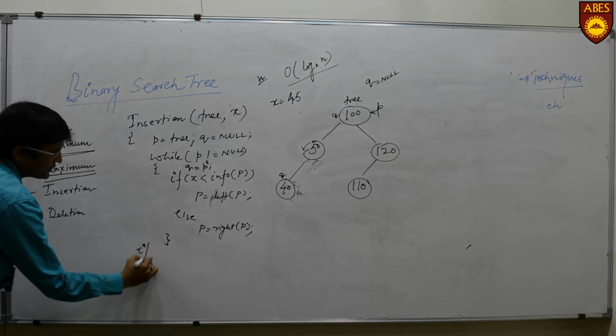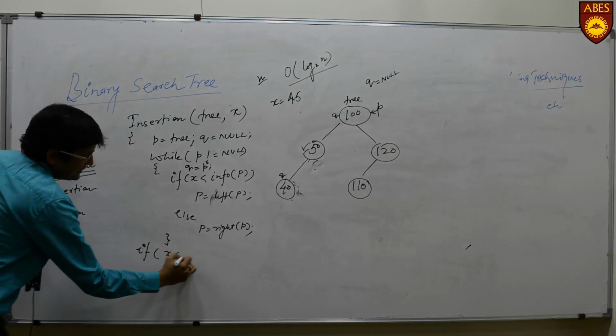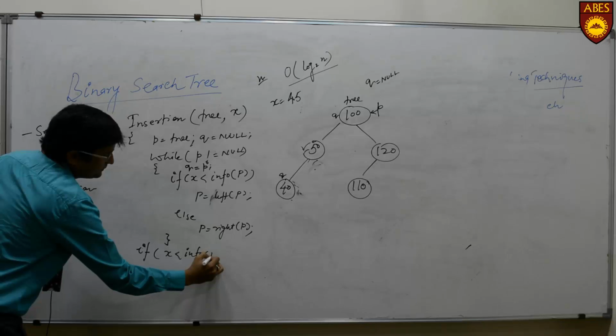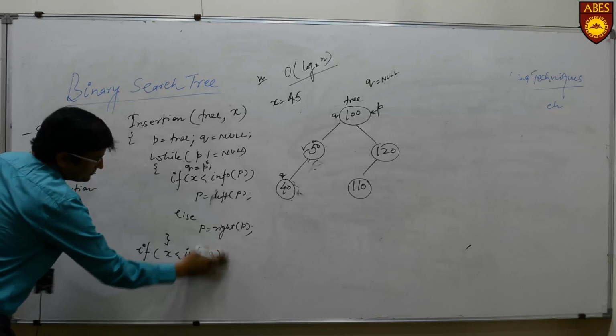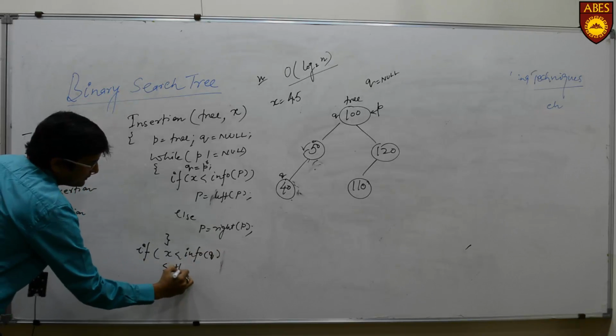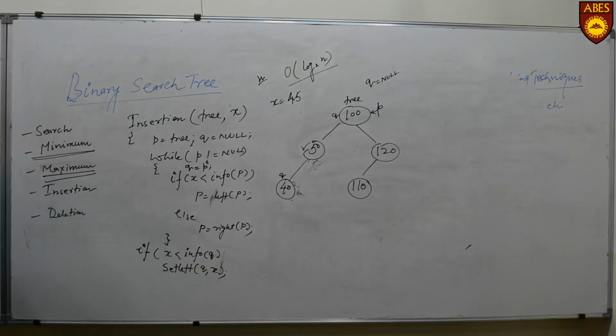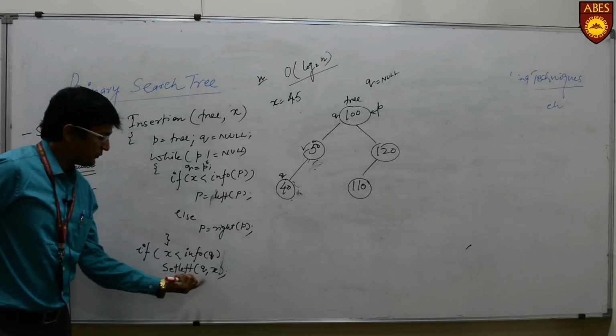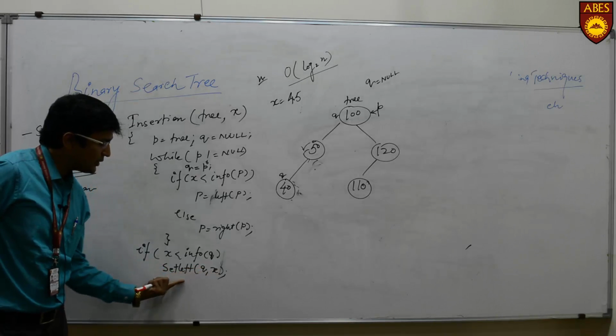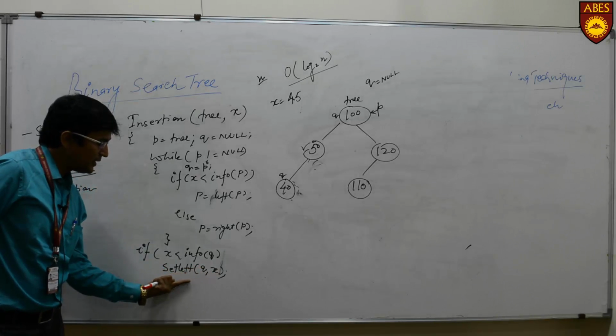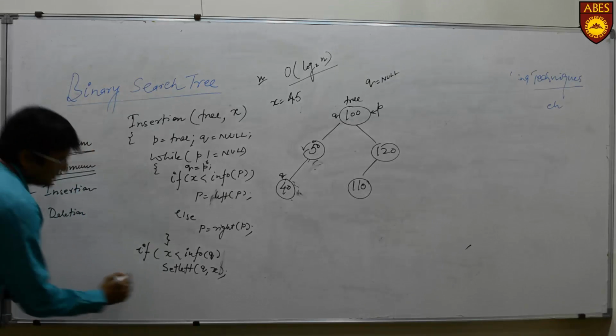So we will have to apply a check here. If X is less than information of Q, then we will set left X, towards, we will set X as a left child of Q. So this is carried out by the operation set left.